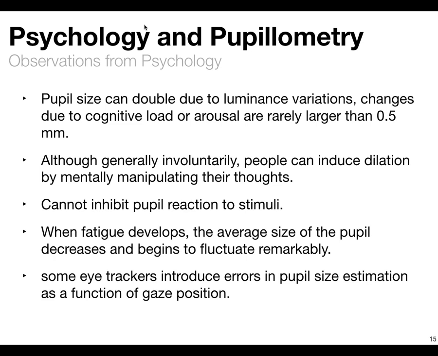Now, on top of all of this, there's also the problem that eye trackers introduce errors in pupil size estimation as a function of where they look. Every eye tracker does this, and it varies in how much depending on the type of eye tracker.